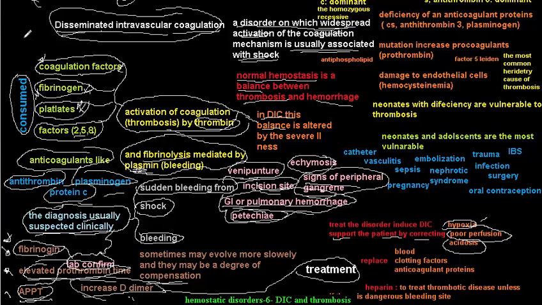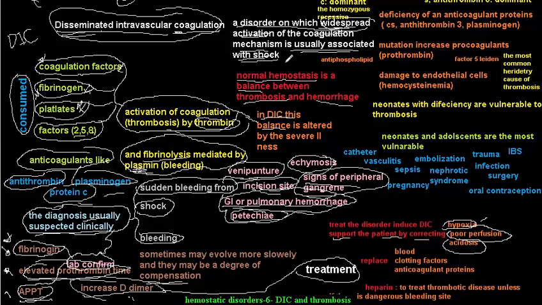DIC actually is disseminated intravascular coagulation. D, disseminated; I, intravascular; and C is for coagulation. What is this DIC? From the name, it is a disorder in which widespread activation of the coagulation mechanism usually happens, and it is associated with shock. Disseminated means widespread, all over the body. We have activation of the coagulation mechanisms, so we have coagulation all around the body.